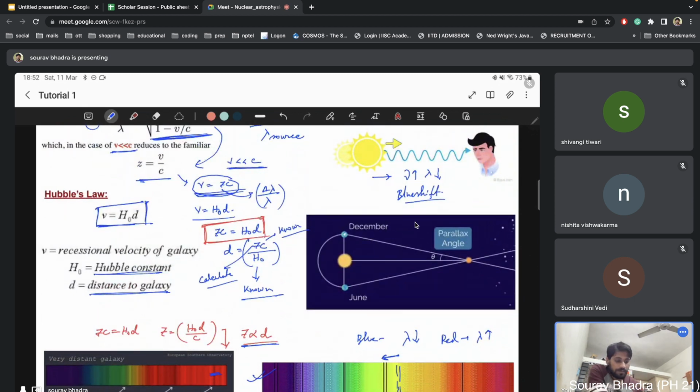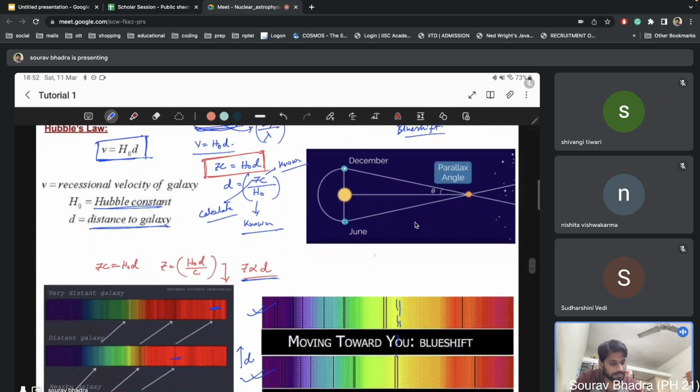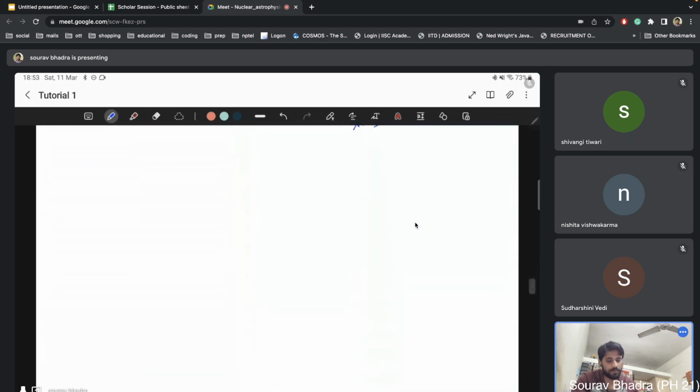I will try to give you an idea of how this distance is measured. We are measuring a distance which we can never reach. How can we do it? This is called parallax. I am erasing this part. This image is showing you the parallax. Parallax is a method to measure the distance of an object. I will tell you.